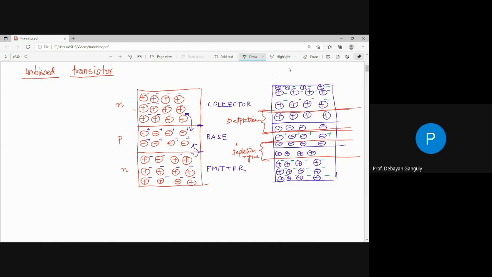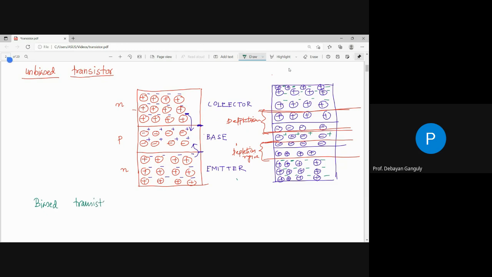Now, with the depletion region formed, no current will flow through the circuit unless you apply some voltage across it. But my target is to make current flow from the emitter junction to the collector junction. Collector means it collects the electrons emitted by the emitter junction, and that is why current flows through the circuit. But since the depletion region is formed, as in the PN junction diode, unless you apply a voltage, current will not flow through the circuit. That is why we need the biased configuration, the biased transistor.